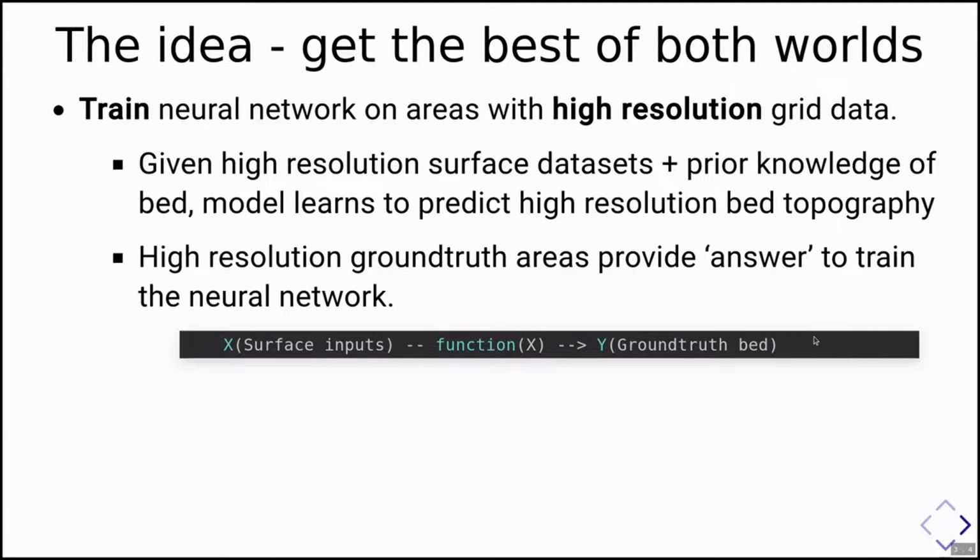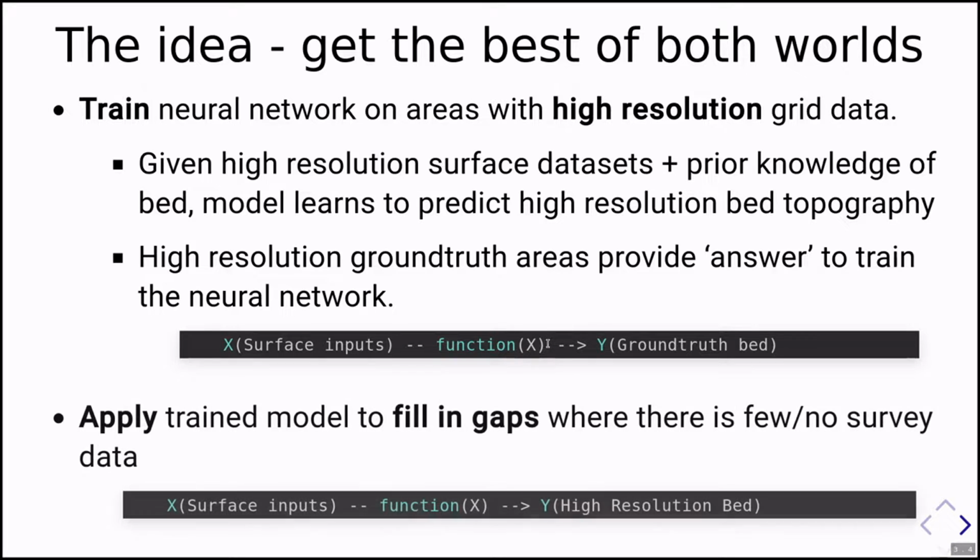So the key idea is how we can incorporate the sparse ground truth data we have over geographically distinct regions with ice penetrating radar, and also combine that with the satellite data we have, which covers practically the whole continent of Antarctica, except for the pole hole, of course. So how about we train a function mapping between the ice surface observations and the ground truth in the areas where we have them. Once we train this function mapping, we can apply the trained model, using the same ice surface observations, and then produce high resolution beds where there is little or no survey data. So this is the key idea.